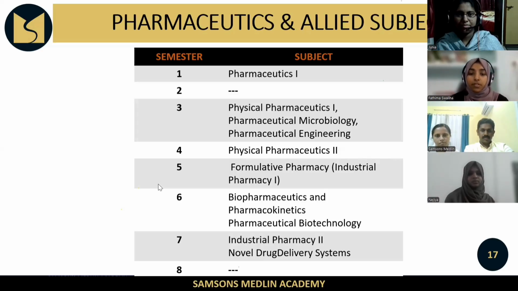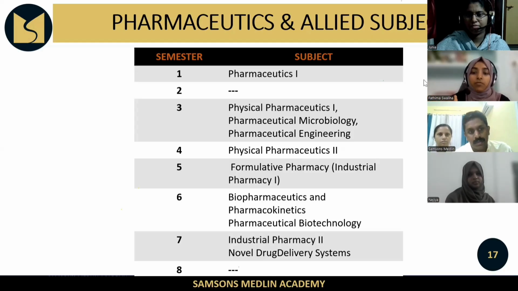From this, you can get around 10 to 12 questions from the formulative pharmacy portion, that is tablets, capsules, and all. You can get around 8 to 10 questions from physical pharmaceutics, around 5 to 6 questions from biopharmaceutics, biotechnology, microbiology, and 1 or 2 questions from other topics. So totally, you will be getting around 38 questions out of 125 questions from the pharmaceutics subject only. If you are able to answer all of these questions, you will be able to score around 152 marks.